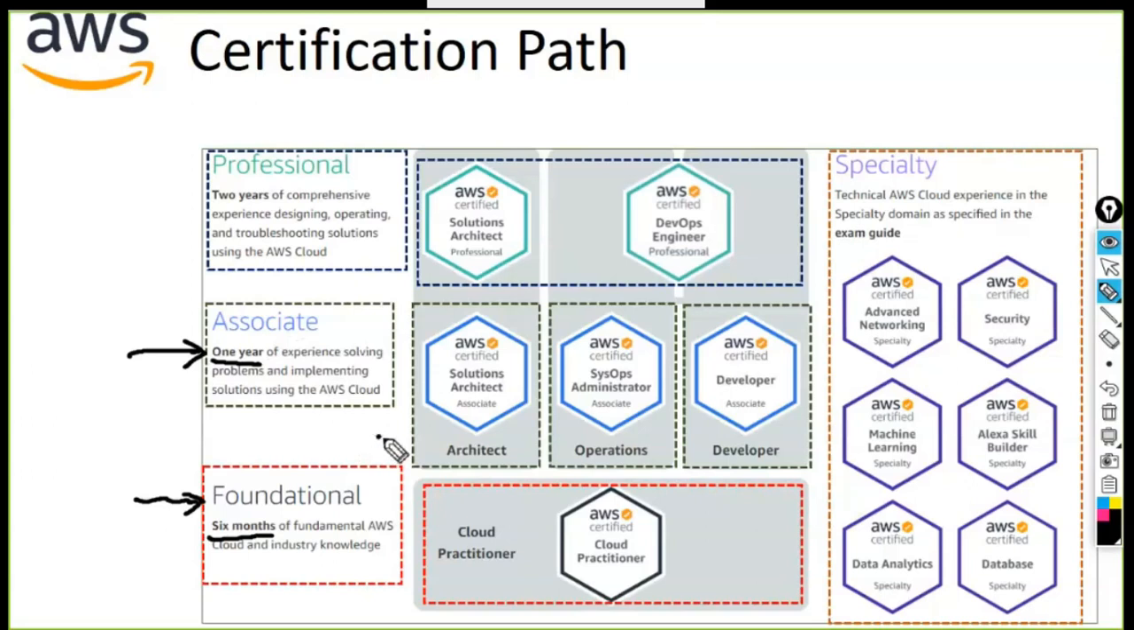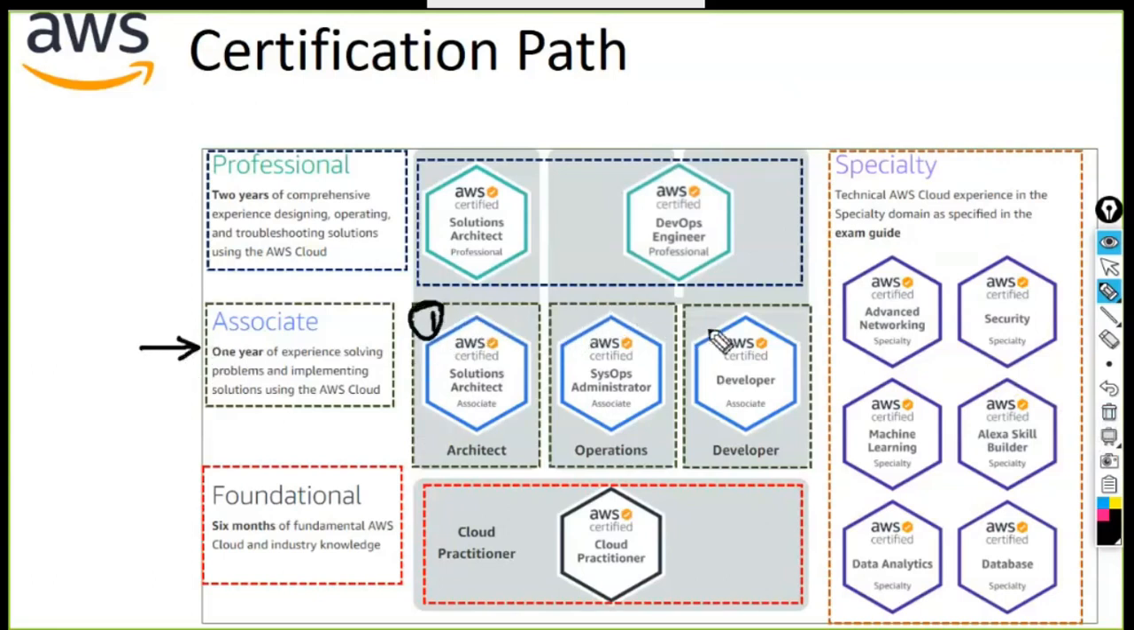Now we can start from the architect level. The first certification that we can go for is AWS Solutions Architect, that is SAA, Solutions Architect Associate. And there are two versions of this certification, C01 and C02. As I said, C01 is going to get retired. Great, so from the associate level, the first certification is this.